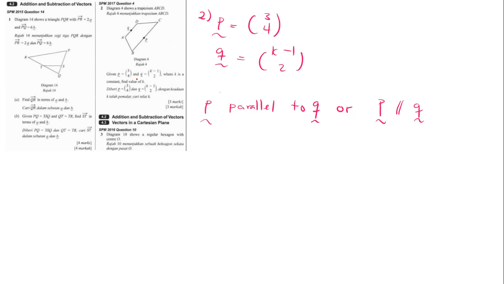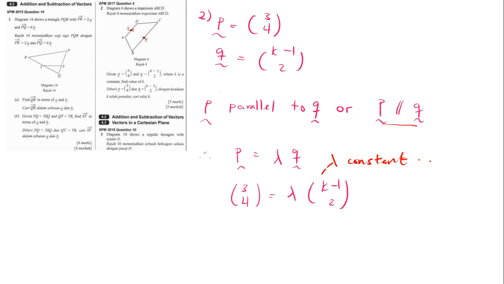So we know that vector P is parallel to Q, in this notation. So over here you can see the symbol indicating it is parallel. So you can represent mathematically as vector P equals lambda Q, where lambda is a constant. You can see my previous video regarding this parallel vector.